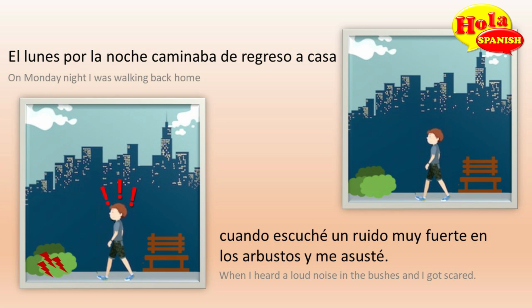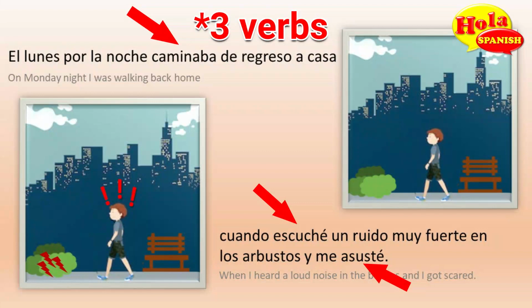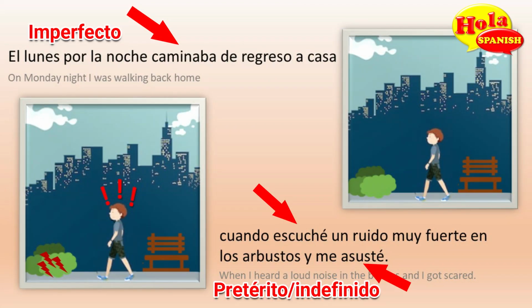scared. Here, you can see that we have two verbs in the past tense in Spanish. That is, two past actions, but one verb is in the imperfecto and the other verb is in the preterito or indefinido. This is how we use the preterito and the imperfecto at the same time in Spanish. Today, we'll have a look at how to use them and which tense to use for each action.